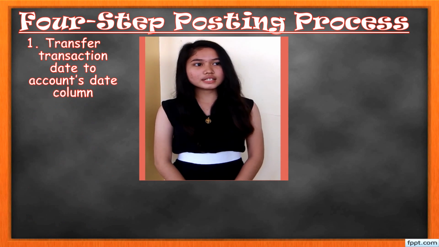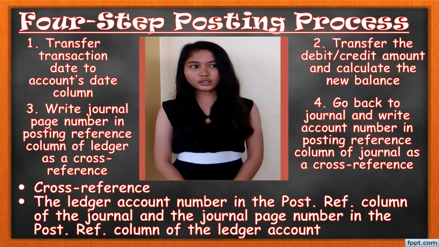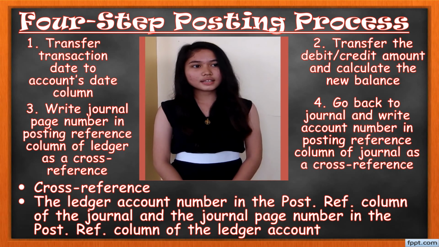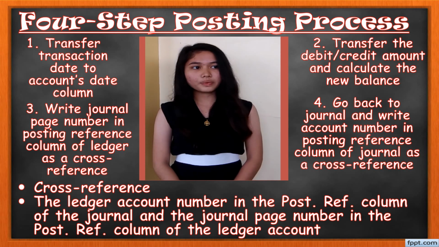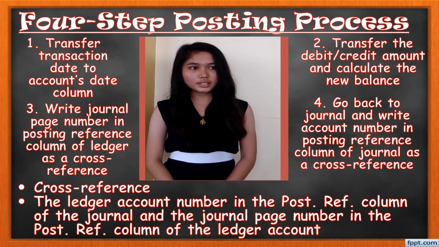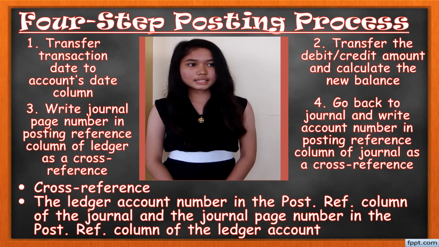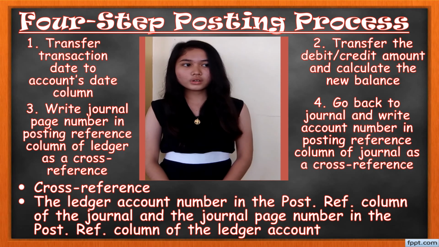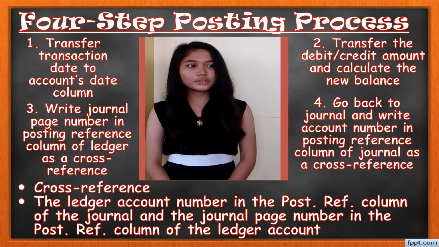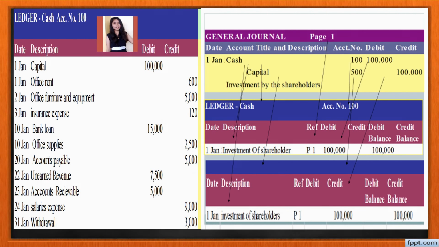First, the steps of the posting process. Number 1. Transfer transaction data to the account date column. Number 2. Transfer the debit and credit amount and calculate the new balance. Number 3. Write the journal page in the posting reference column of the ledger as a cross-reference. Number 4. Go back to the journal and write the account number in the posting reference column of the journal as a cross-reference. Cross-reference. The ledger account number in the post-reference column of the ledger account. This is an example of posting.